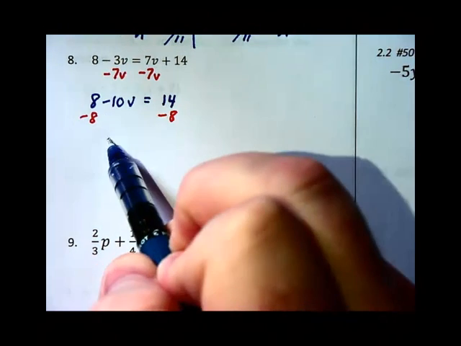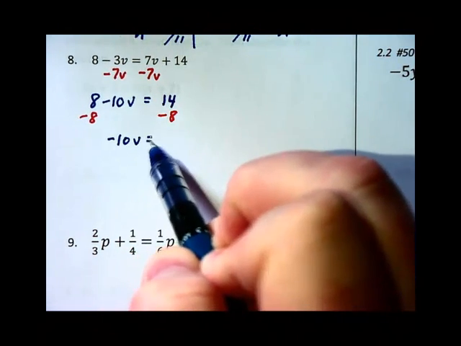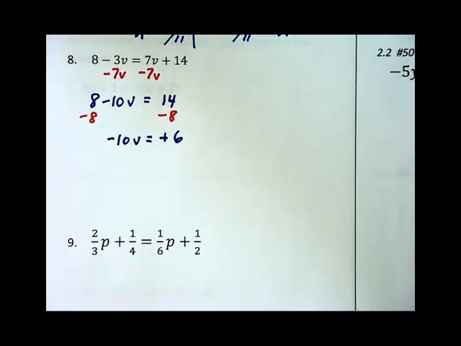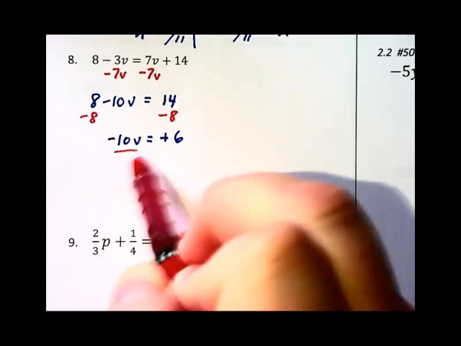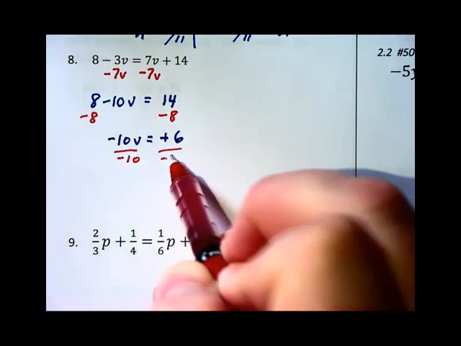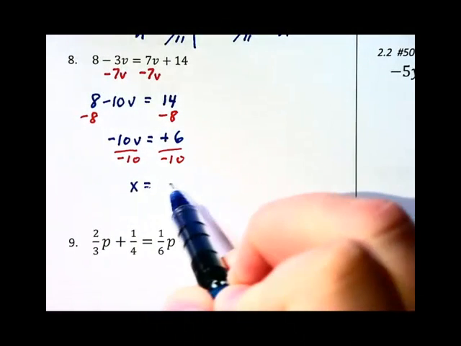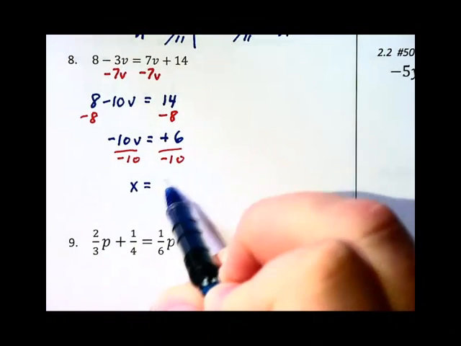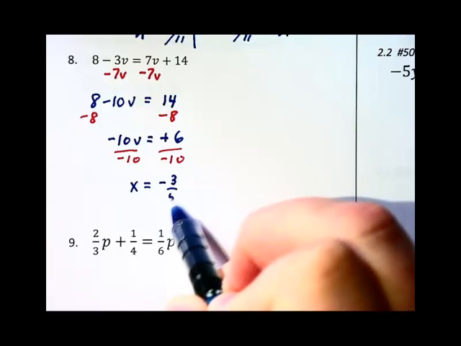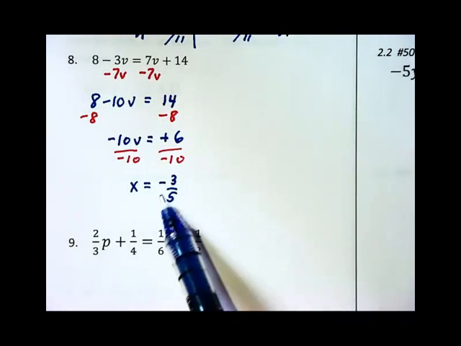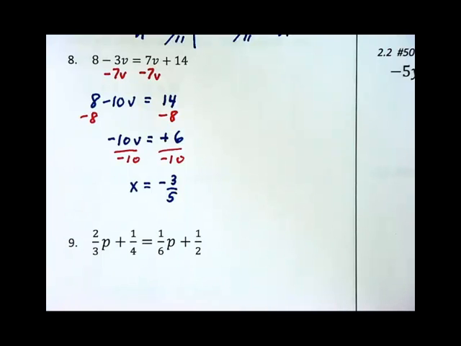That gives us negative 10v equals positive 6. Oops, almost said negative 6. It's in the division by negative 10 that this will turn negative, and I'm going to reduce the 6 over 10 to a 3/5, negative 3/5. And you can write that negative with the numerator off to the side or with the denominator. It doesn't matter.